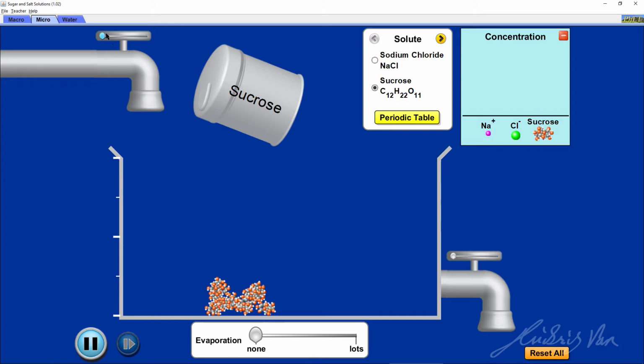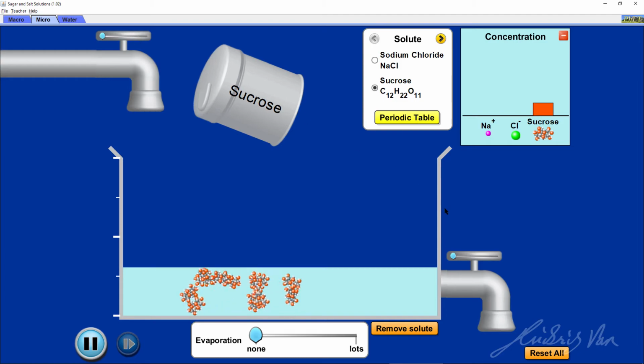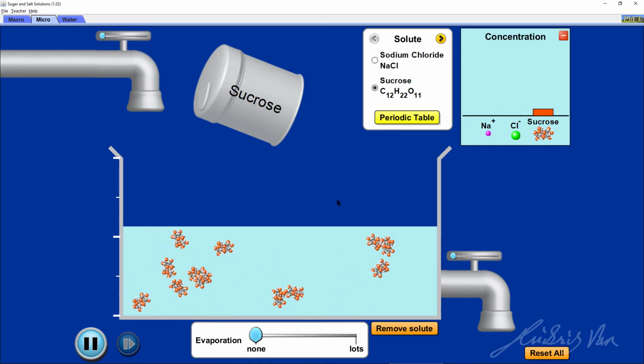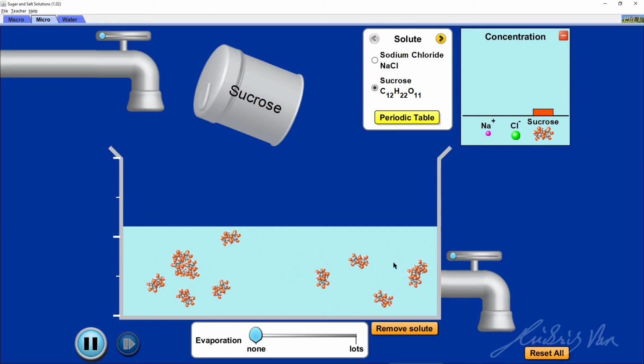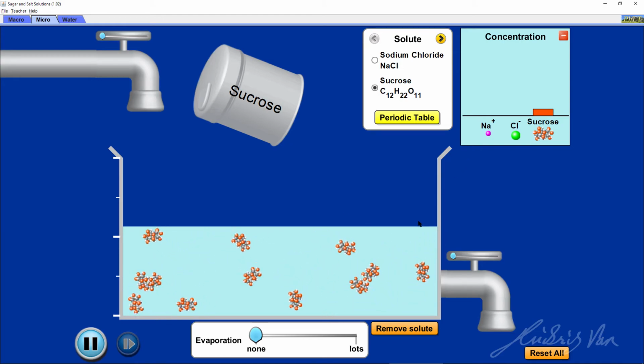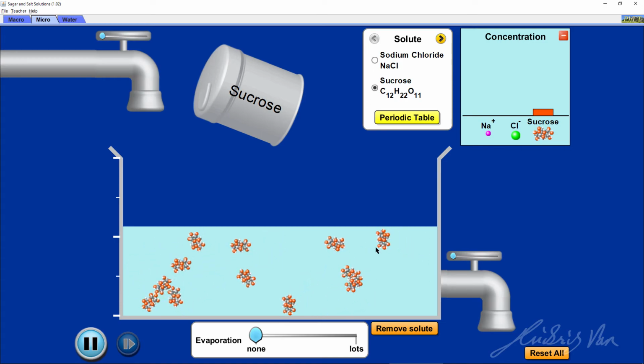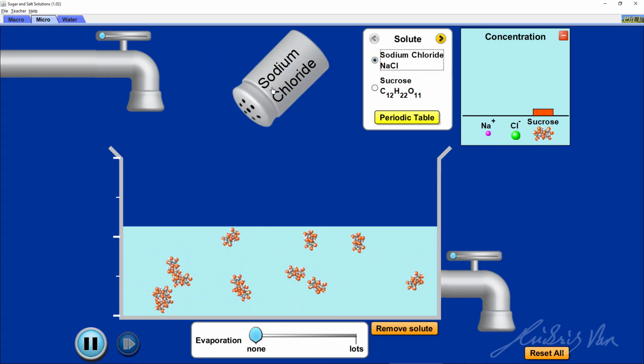So observe carefully what happens when I add in water. See if you can notice any difference when sucrose dissolves compared to when sodium chloride dissolves. So as I add in water, the same thing happens. The water will separate sucrose. But now, instead of separating sucrose into individual ions, water actually separates the sucrose crystal into individual molecules. So this is the difference between covalent compound as well as ionic compound when they are dissolved in water.